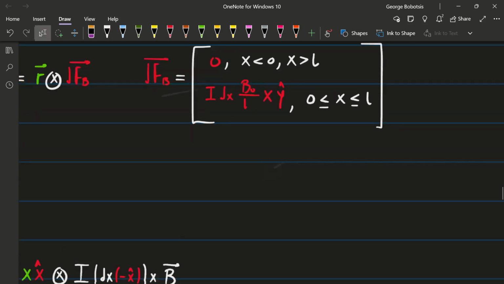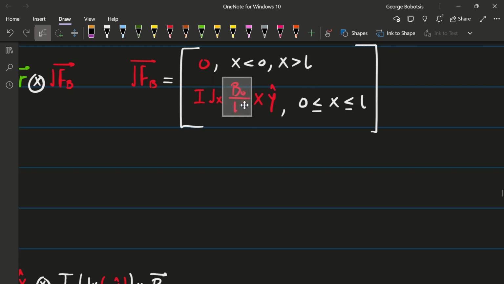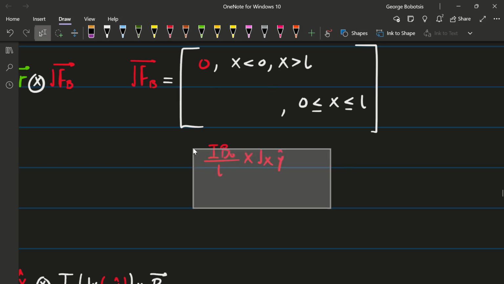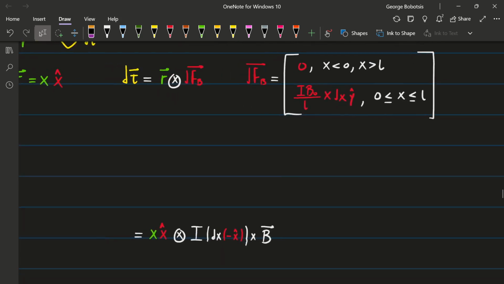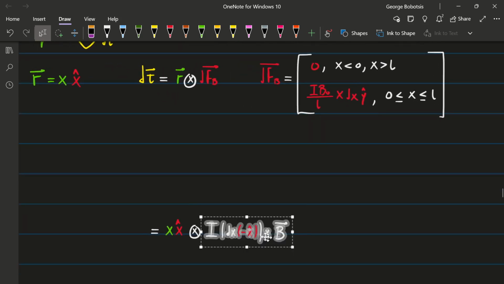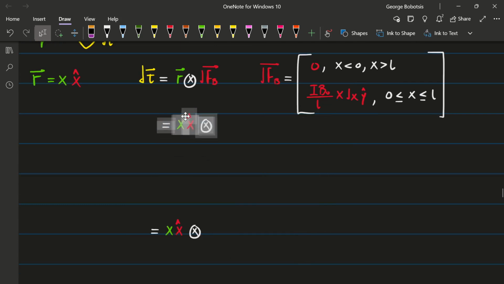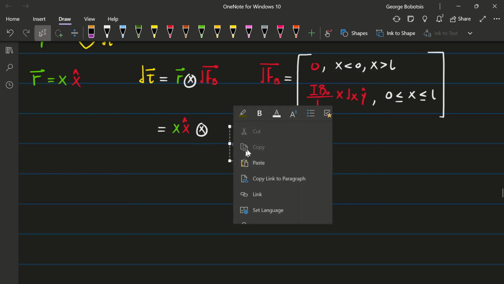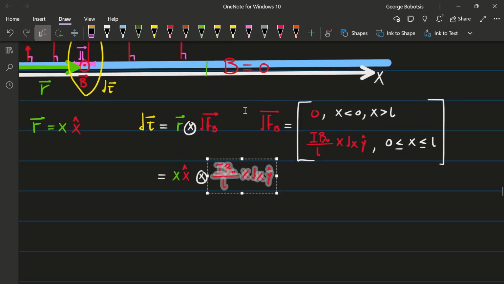All looks great. I might shuffle this a little bit because it looks disgusting the way I've written it. I B naught maybe over L here, and then x dx y hat. That's much better. So this is waiting again to be cross-producted. No problem. We're going to cross-product it here with dFB. So you're cross-producting it basically with this, because the other result is going to give you 0.